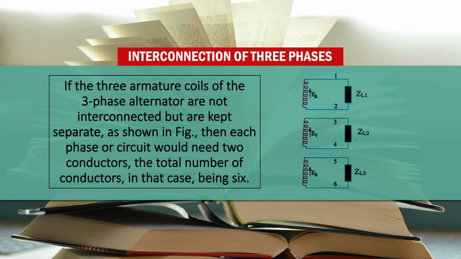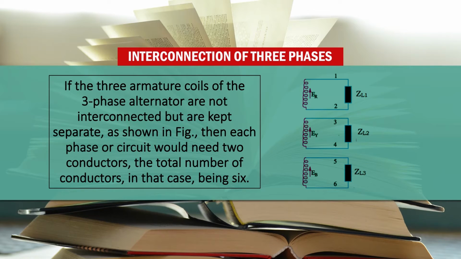That means the number of wires is more. If the number of wires is more, the copper required is more. If the copper required is more, the cost of the conductor is more and the length of the conductor is more, because 6 conductors are going to be used. If the length of the conductor is increased, the losses in the wire will also be more. So to reduce these losses, we will discuss a different interconnection, and that interconnection may be the star connection or delta connection.